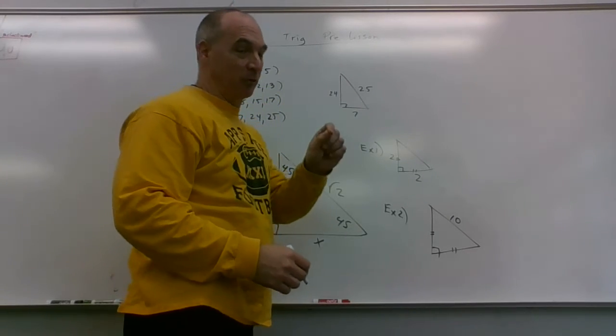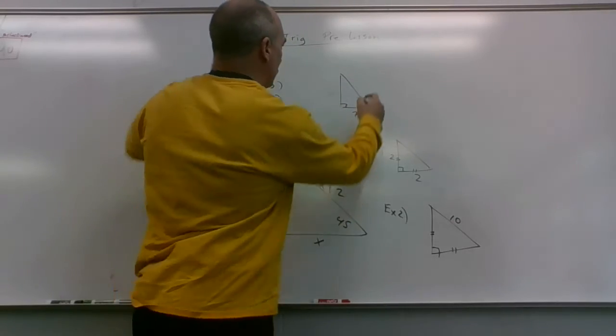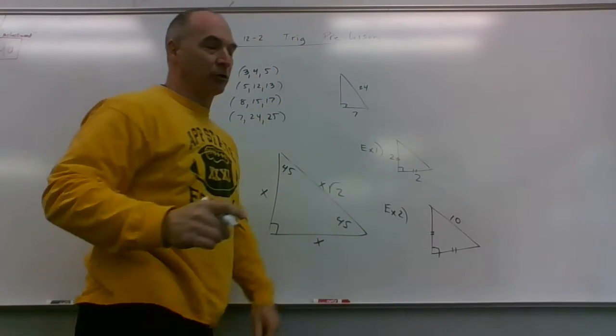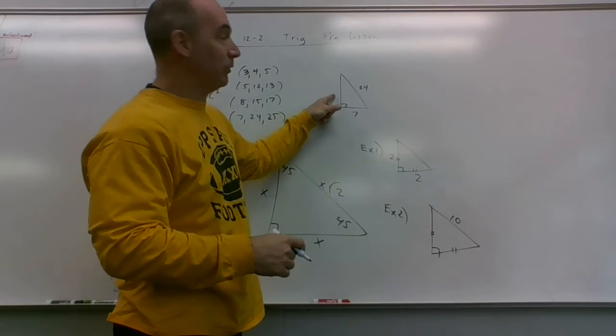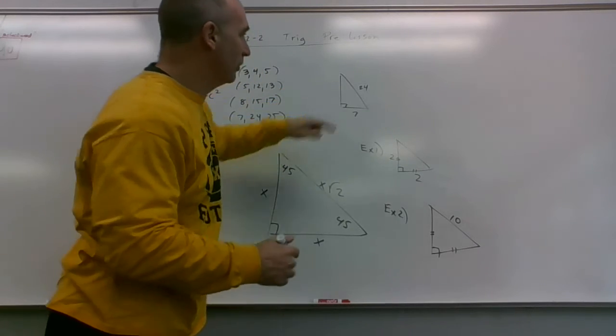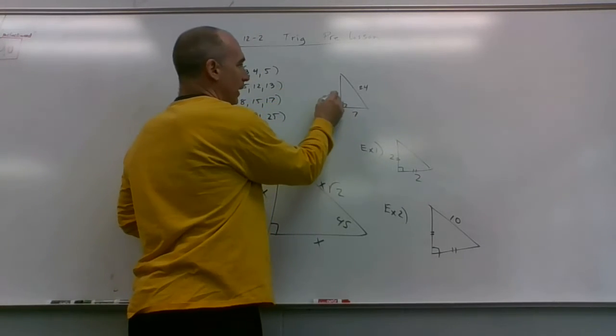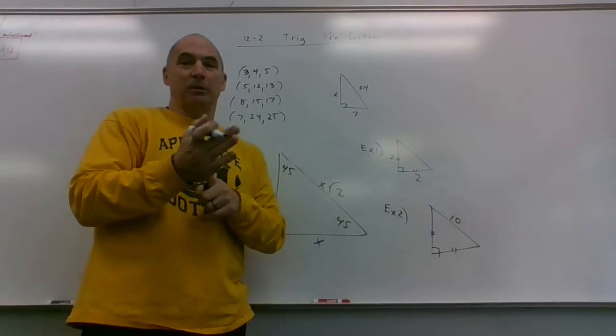Now, how can they mess with you? They can mess with you by putting a 24 there. And then you're going to go, aha, this is a 7, 24, 20. No. How can the hypotenuse be shorter than a side? It can't. So if they give you this, you have to go a squared plus b squared equals c squared. I'm not going to go over that because that's not really the point of the lesson.